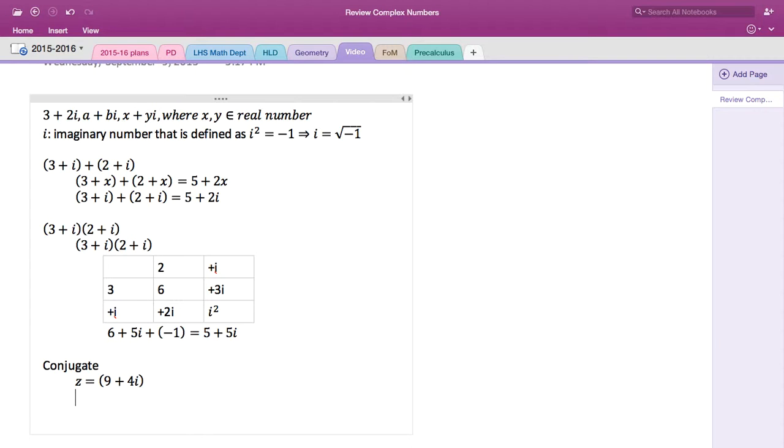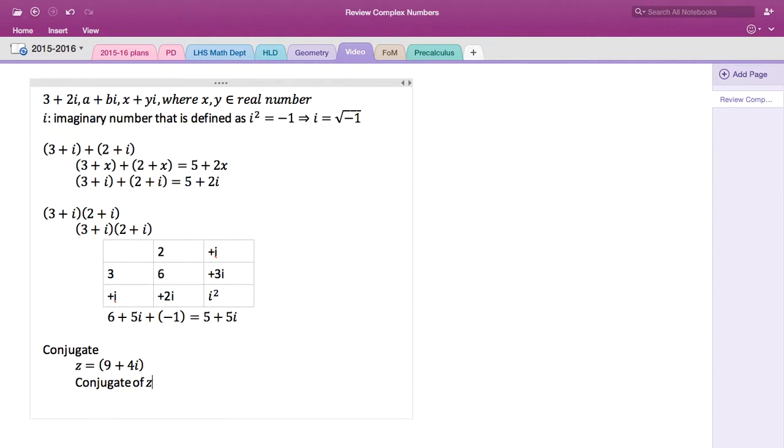The conjugate of 9 plus 4i: let's call this z. Then the conjugate of z, we use the notation z bar, which will be equal to 9 minus 4i. Okay? Good.